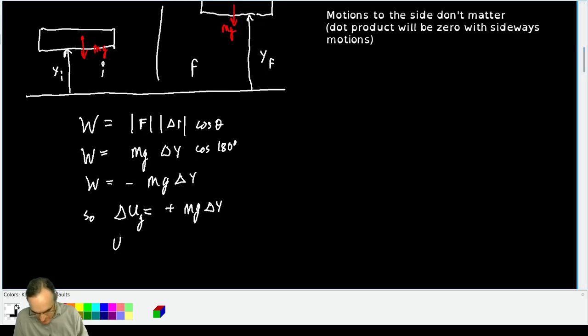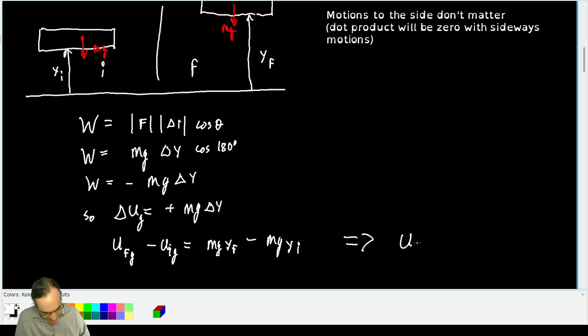In this case, we can also think about U final gravity minus U initial gravity must look something like mgy final minus mgy initial, which implies that the gravitational potential energy must be mg times the height y.